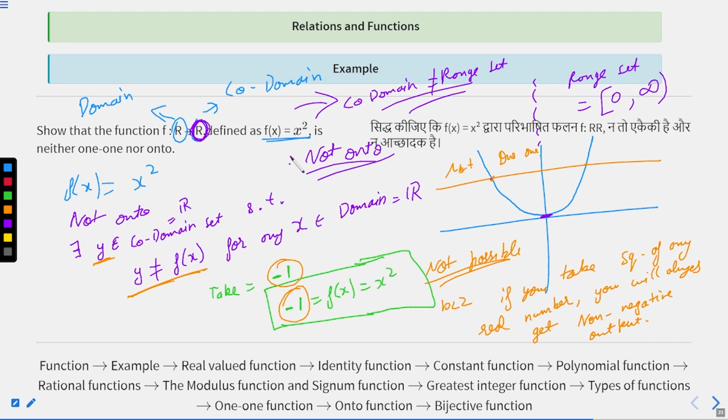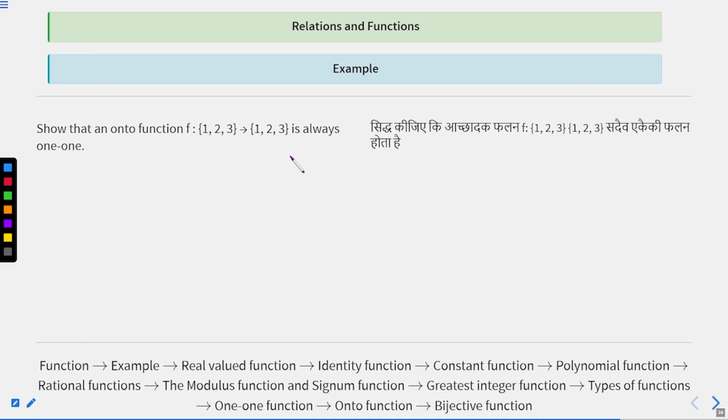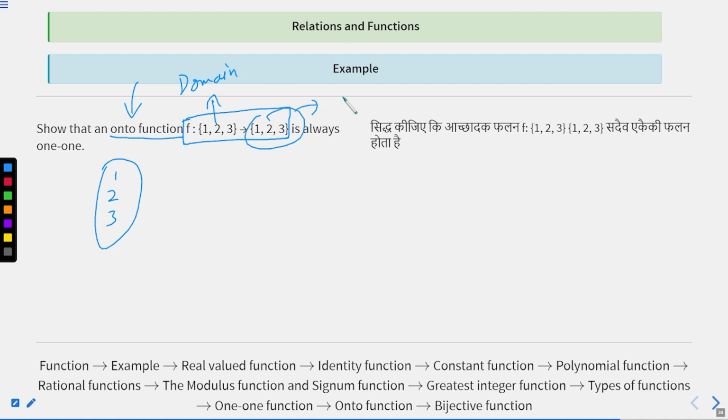Now let's move to the next example. So what it says, actually, we have to show that, first of all, we are given a function and that function is onto, an onto function from the domain whose elements are 1 2 3. These are my domain elements, and these are my codomain elements.